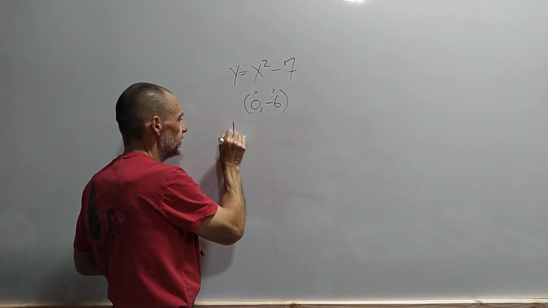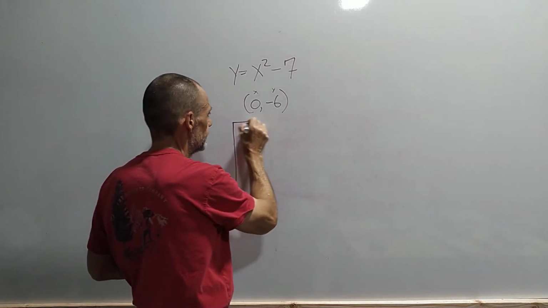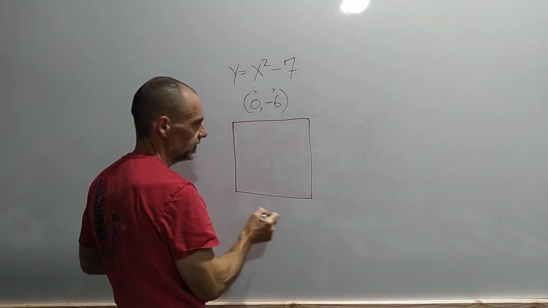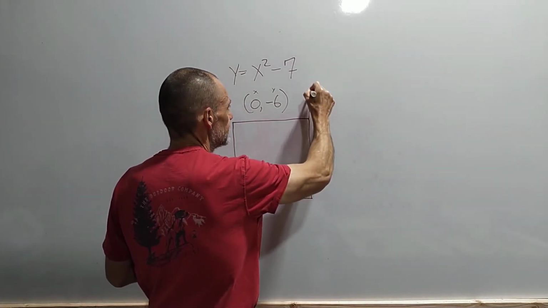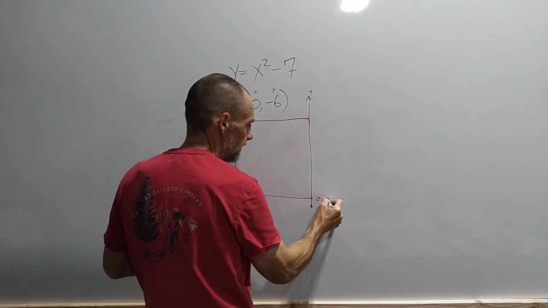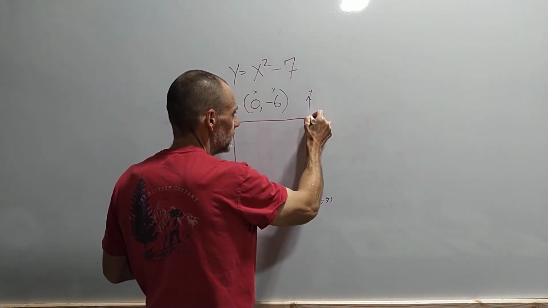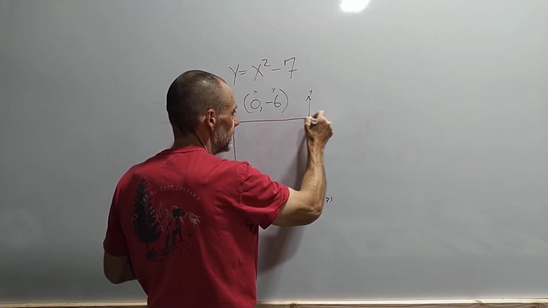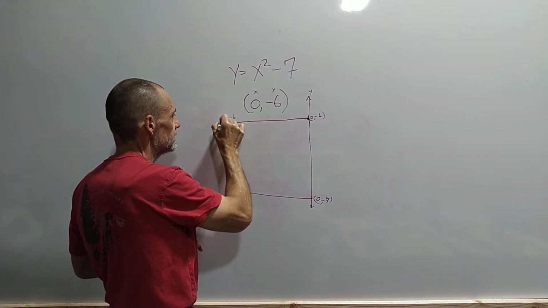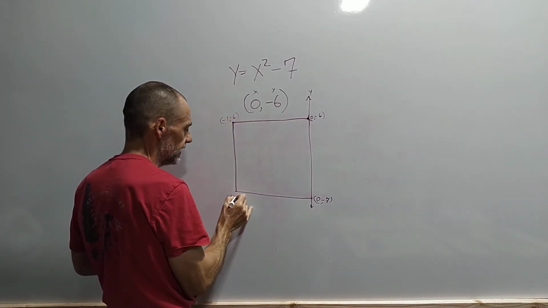Okay, so we get rid of the distraction of the big graph, looking at the whole path. We're not really interested in it. So this is our y-axis here, yeah? This is the point 0, -7. This is the point 0, -6. That's our position. This is going to be -1, -6. And this is going to be -1, -7, right?